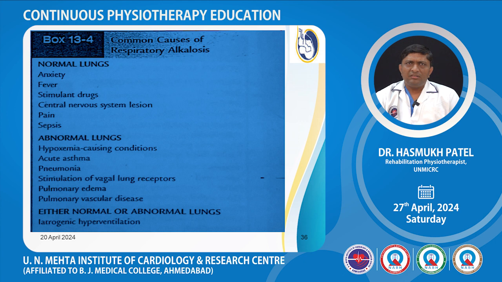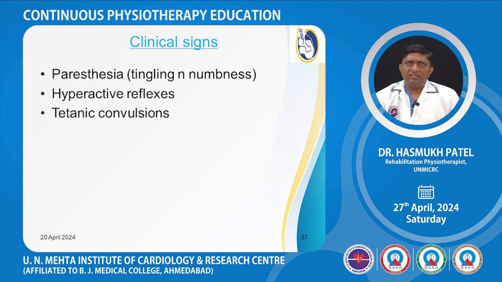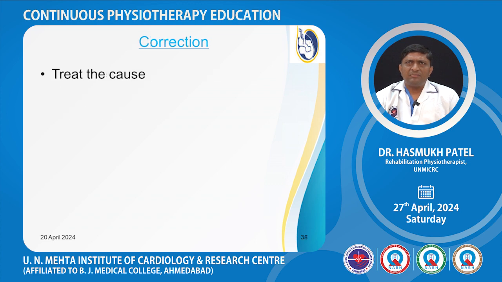In abnormal lungs, conditions like hypoxemia-causing conditions, acute asthma, pneumonia, stimulation of vagal lung receptors, pulmonary edema, pulmonary vascular disease. These all are causes of respiratory alkalosis. Clinical signs: paresthesia, hyperactive reflexes and tetanic convulsion. Correction: how to correct respiratory alkalosis? In that we have to only treat the cause.